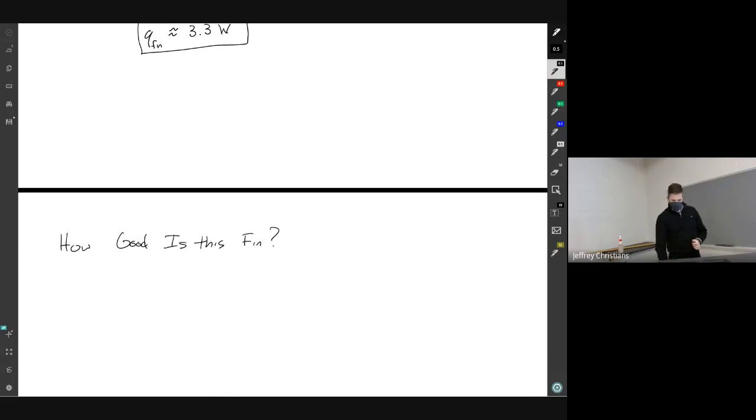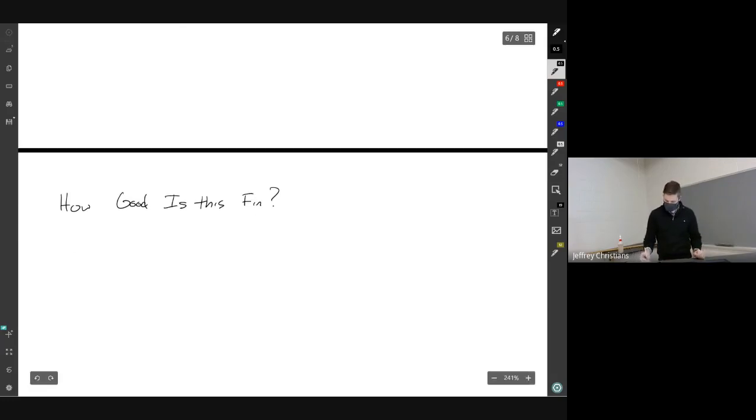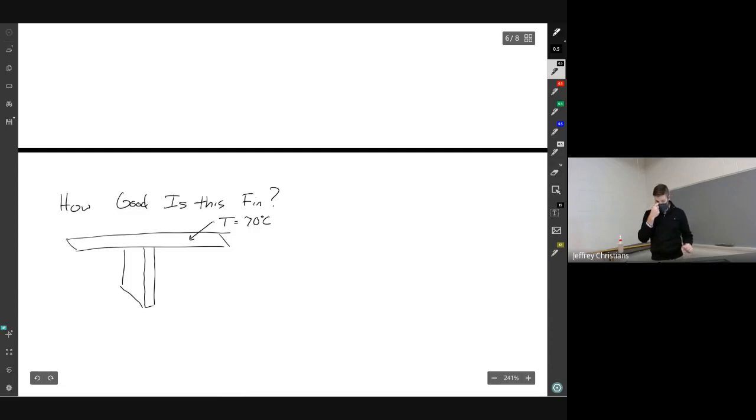So the first way would be, okay, so we're looking at this. There's our base, T equals 70 C. We have our fin coming off of it, like that. We have convection happening here. So this was T infinity equals 20 C, and h is 100. So same as our same problem.